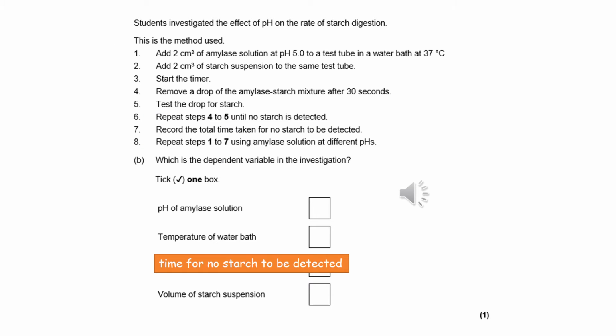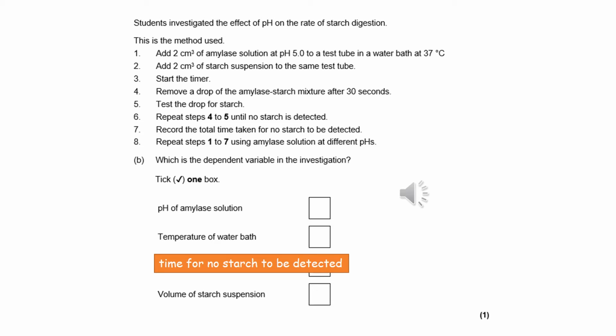Students investigated the effect of pH on the rate of starch digestion. This is the method used. Add 2 cm³ of amylase solution at pH 5 to a test tube in a water bath at 37 degrees Celsius. Add 2 cm³ of starch suspension to the same test tube. Start the timer. Remove a drop of the amylase starch mixture after 30 seconds.